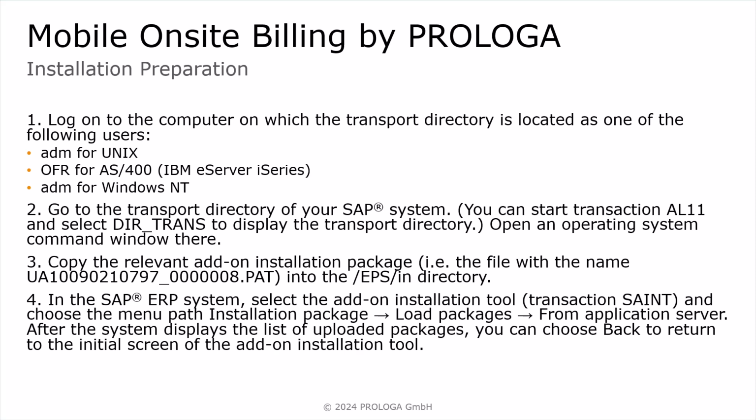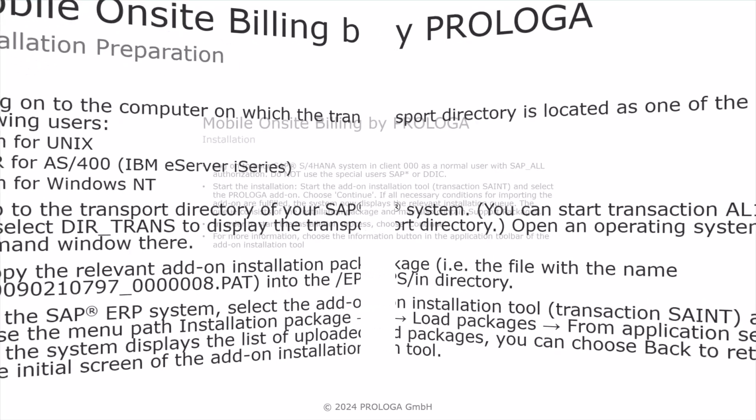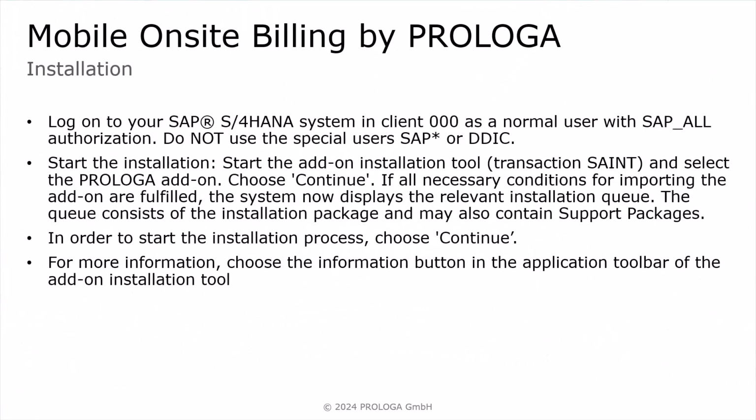In the SAP ERP system, select the add-on installation tool with the transaction SAINT and choose the menu path Installation Package, Load Packages from Application Server. After the system displays the list of uploaded packages, you can choose Back to return to the initial screen of the add-on installation tool. Now we can start with the installation.